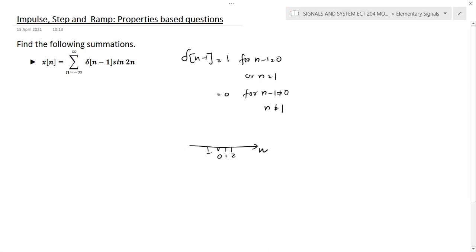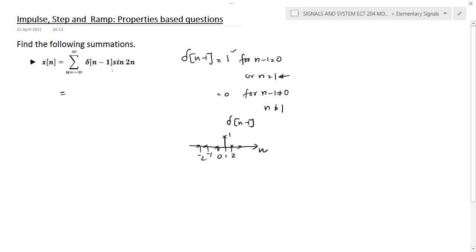And if you draw this particular waveform, this is n, and n is equal to 0, 1, 2, minus 1, minus 2, etc., and the signal magnitude is 1 when n is equal to 1, and for all other values it's 0. Okay, that is del of n minus 1. That's a shifted version of impulse signal.